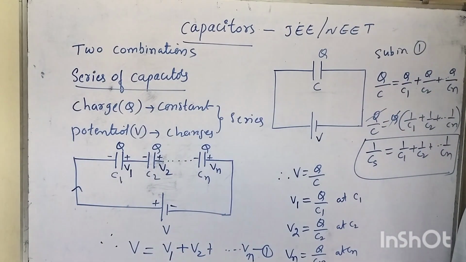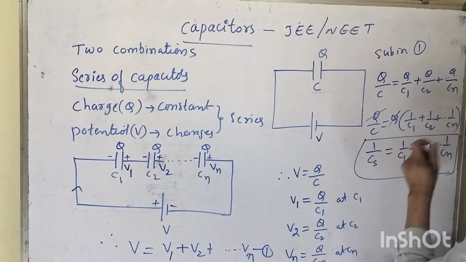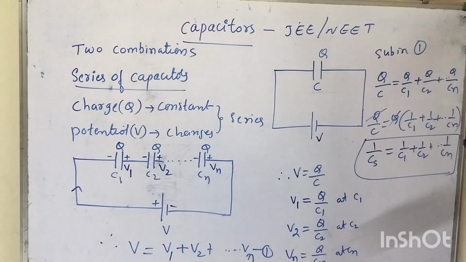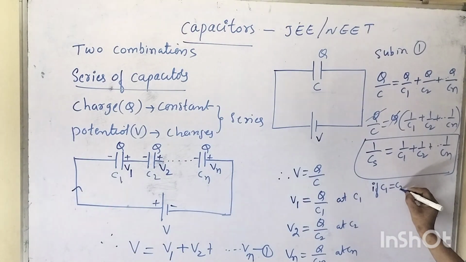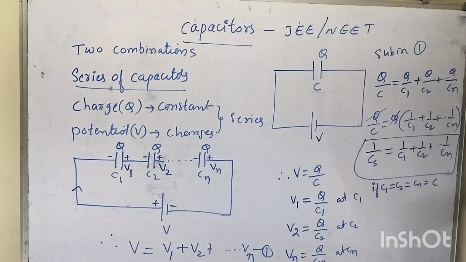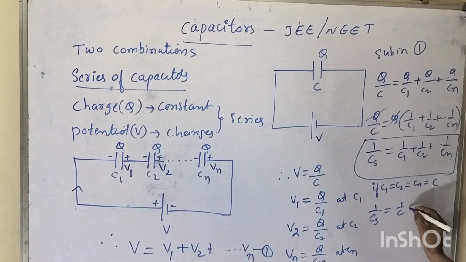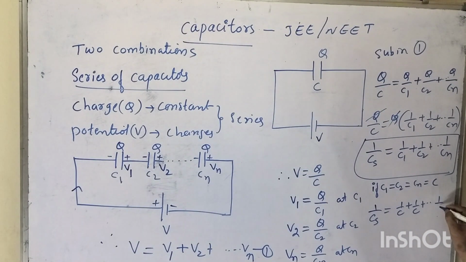So this is the final expression for the capacitance of the series combination of all the capacitors, right? If we take all identical capacitors, now what happens? Identical capacitors, if C1 is equal to C2 is equal to Cn is equal to C, then how can we write that? So 1 by Cs is equal to 1 by C plus 1 by C plus and so on, 1 by C, n times, n by C.